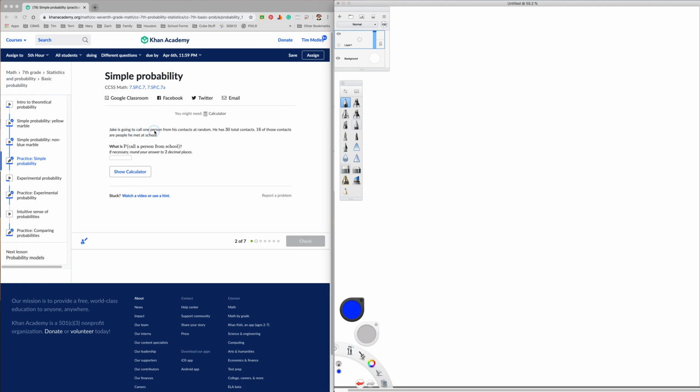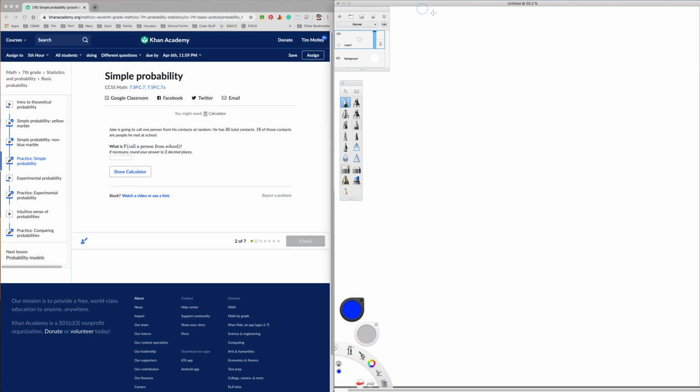Jake is going to call one person from his contacts at random. Why? We don't know. He has 30 total contacts, and 16 of those contacts are people he met at school. So we know that 30 is the total, and 16 are the ones that he met at school. And it wants to know here, what is the probability that he calls a person from school.